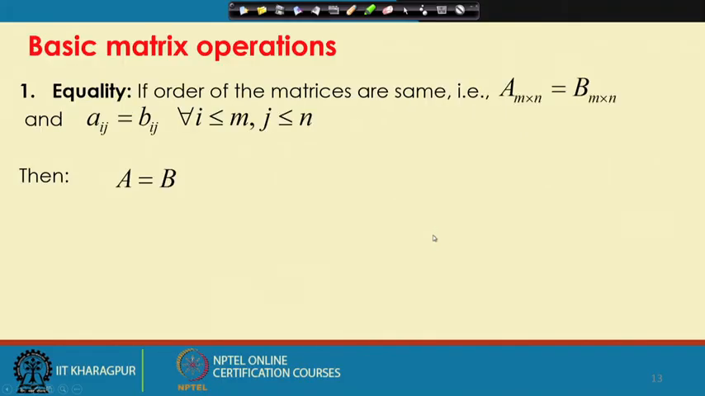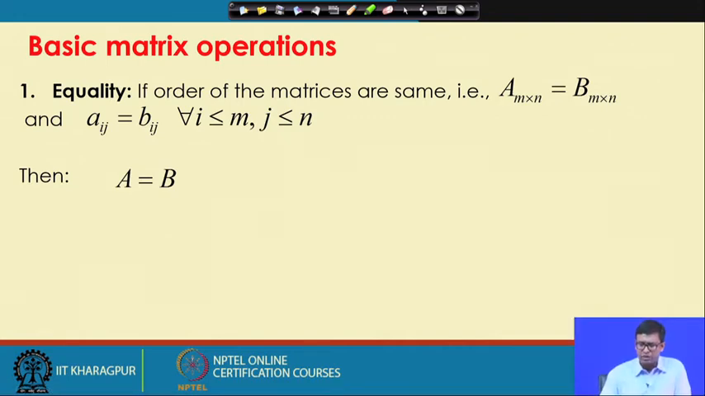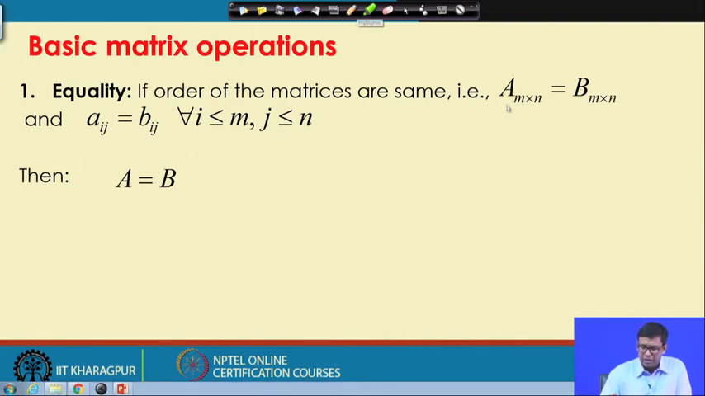Now the basic matrix operations. One is equality. Two matrices are called equal when they have equal order, and each term with a particular row column index is the same as the corresponding row column index term in the other matrix. If A i j is equal to B i j, and A and B have the same order, then for all i j we call A equal to B.